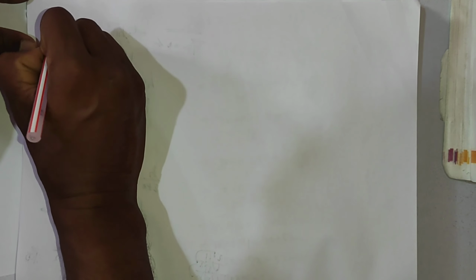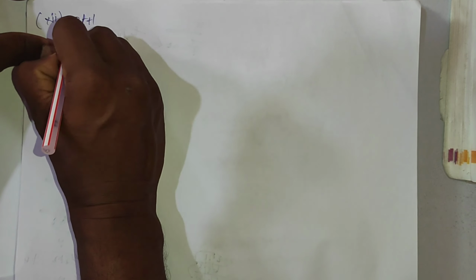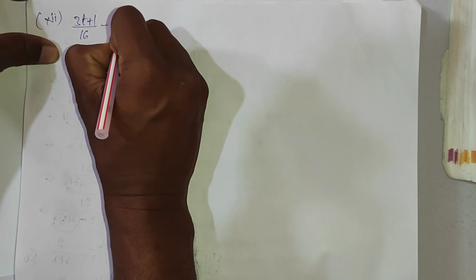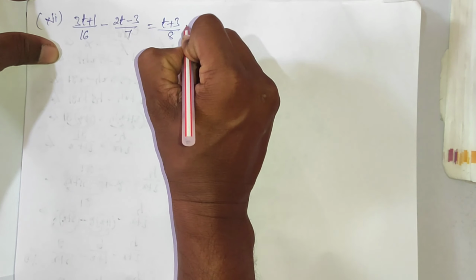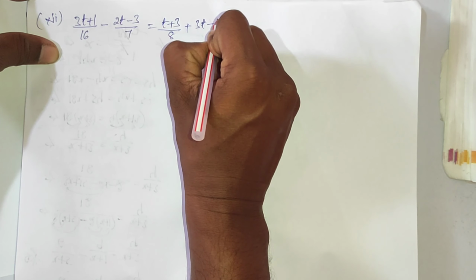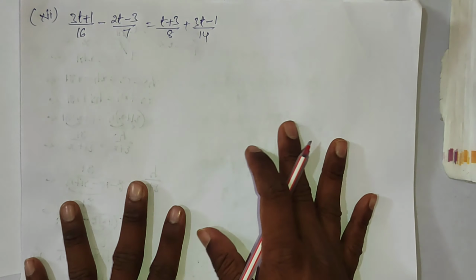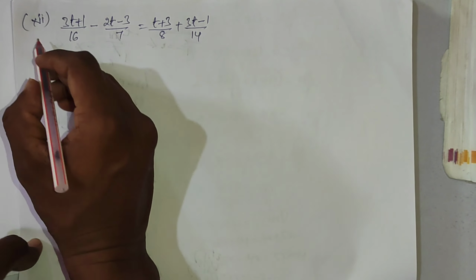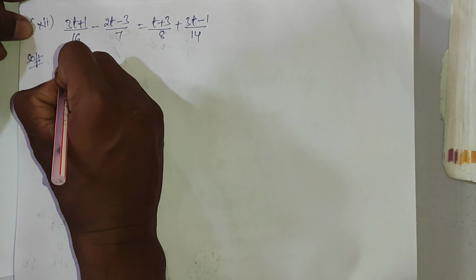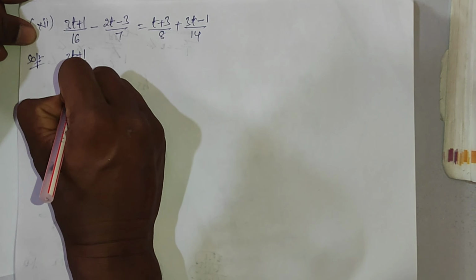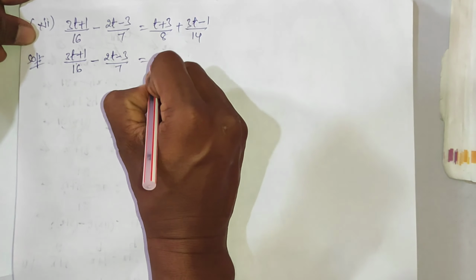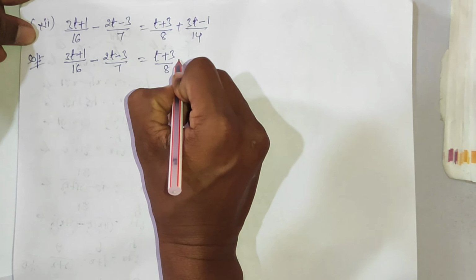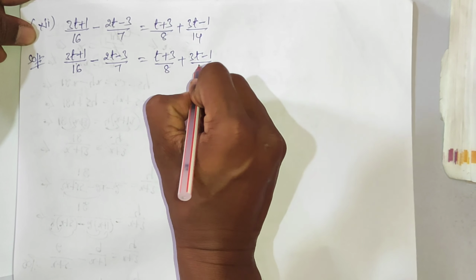Right? Next, last question. Question number 12 is about (3t+1)/16 − (2t−3)/7 = (t+3)/8 + (3t−1)/14. Okay, so somewhat lengthy, but it is easy only. We'll check it step by step. First, we'll write what is given. Given: (3t+1)/16 − (2t−3)/7 = (t+3)/8 + (3t−1)/14.